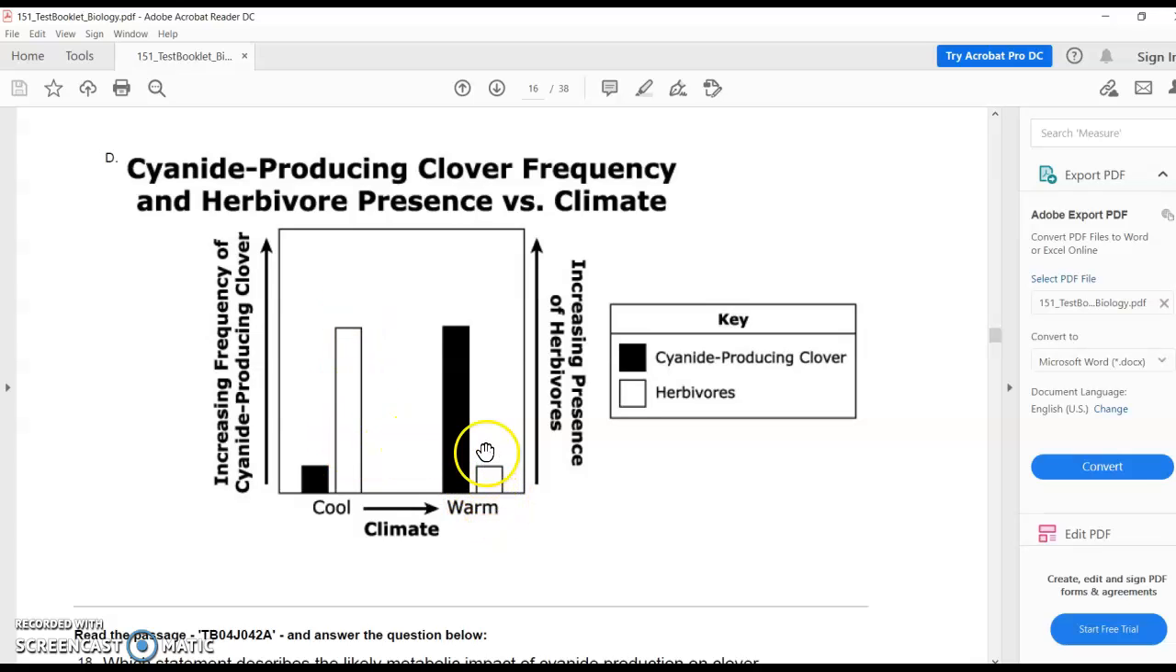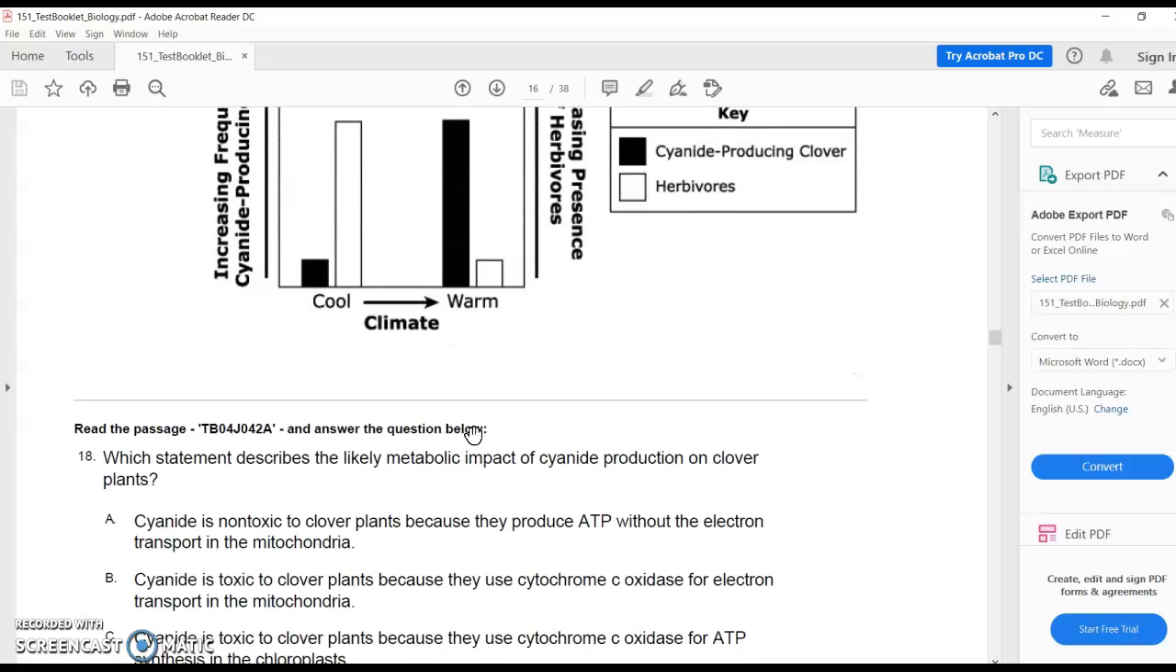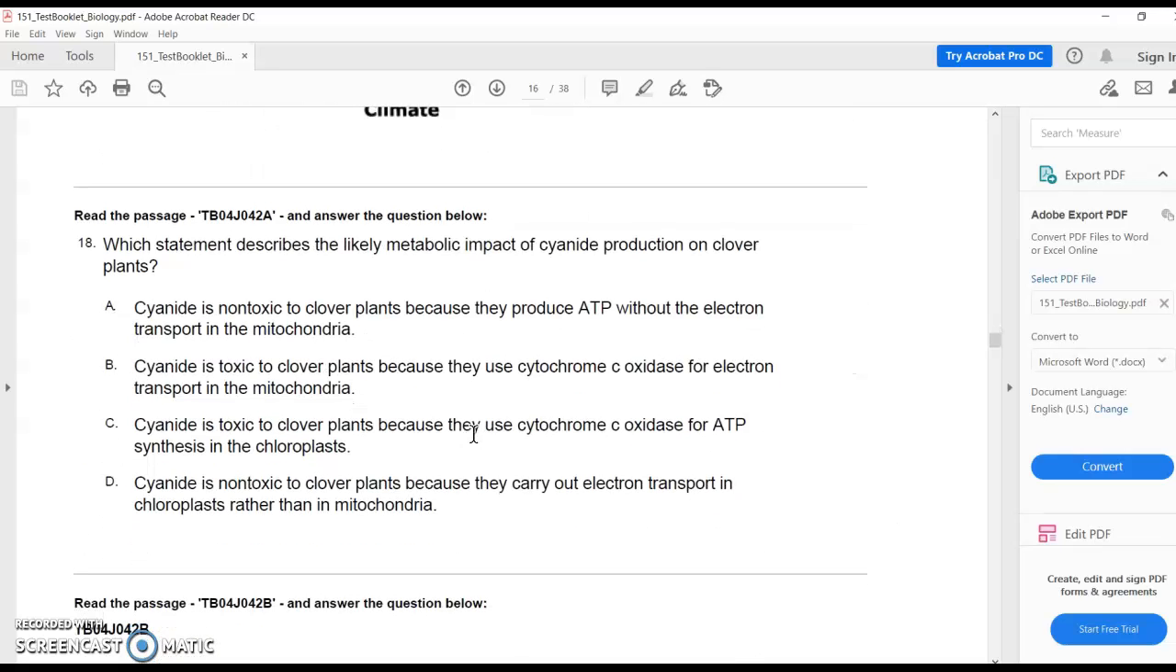But in warmer weather, notice the clover is higher and the herbivores are lower because there's more clover, and so they are eating it and getting that toxin. So the correct answer is D. Question 18 still goes with part 1 of that paragraph as well, and it asks which is the most likely statement about the metabolic impact of cyanide production on clover plants.